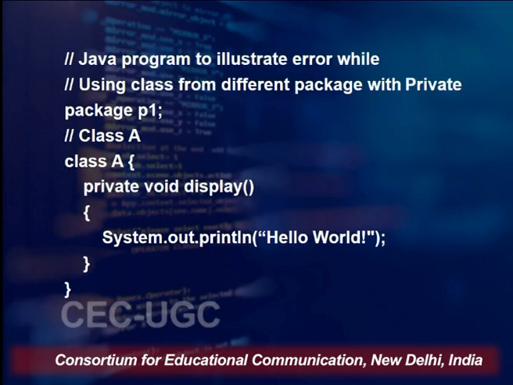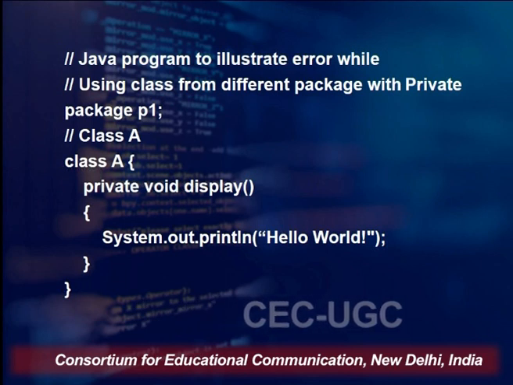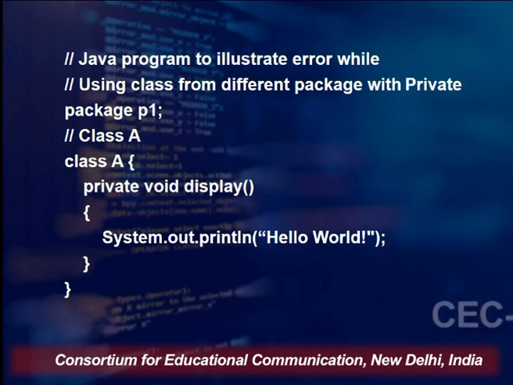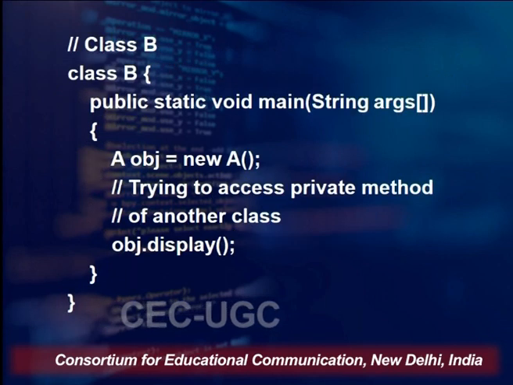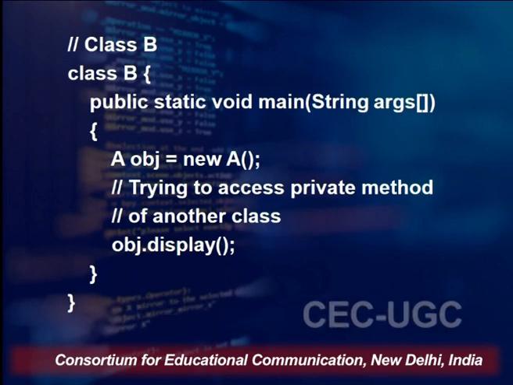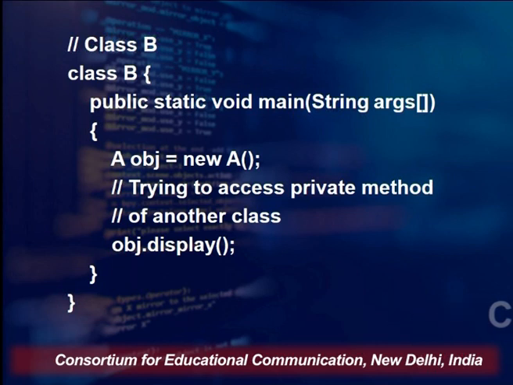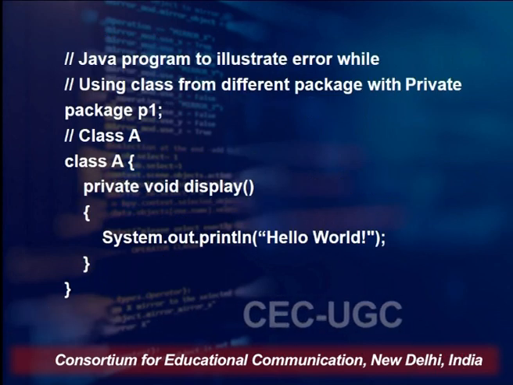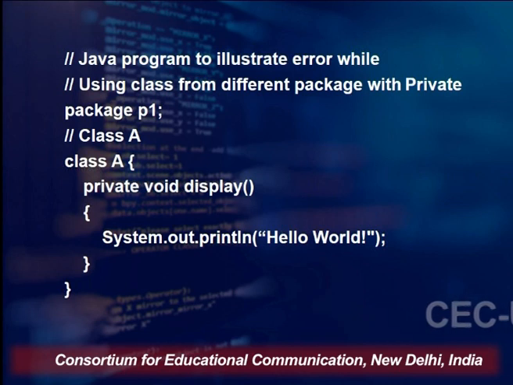Because this A is actually a default class, or has access of the default keyword. So yes, class A can be used within that particular package by any other class, but if we want to access obj.display, that means the display method through the object of class A, we will not be able to access it, because this display, you can notice here, is a private method.